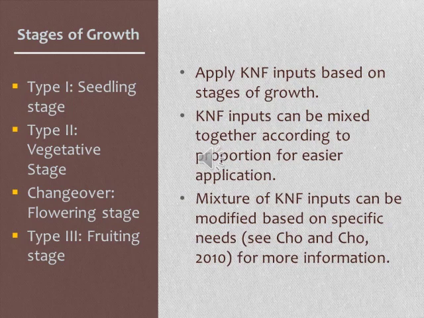Standard mixtures of Korean natural farming juice include type 1 solution, which is for the seedling stage, type 2 solution for the vegetative stage, and the changeover solution for the flowering stage. Type 3 solution is for the fruiting stage.